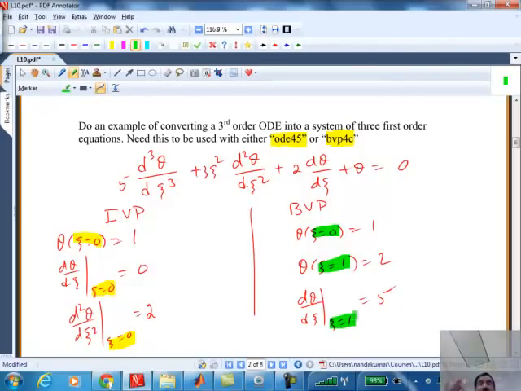But if you have any two conditions that are given at two different locations of the independent variable, then you will call that a boundary value problem. Typically, you are interested only in the solutions over that boundary, in this case from 0 to 1.